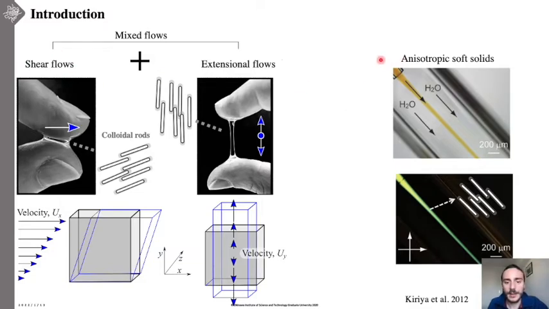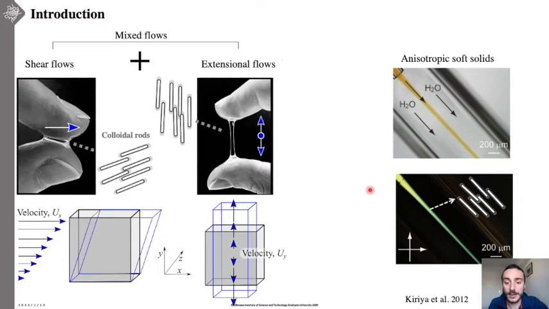And understanding this mixed kinematics, mixed flow condition is very important also for the production of anisotropic soft solid. For instance, when we extrude some colloidal rods through a nozzle, there will be acceleration of the fluid producing extensional flow, but there will also be some shear component near the edges.